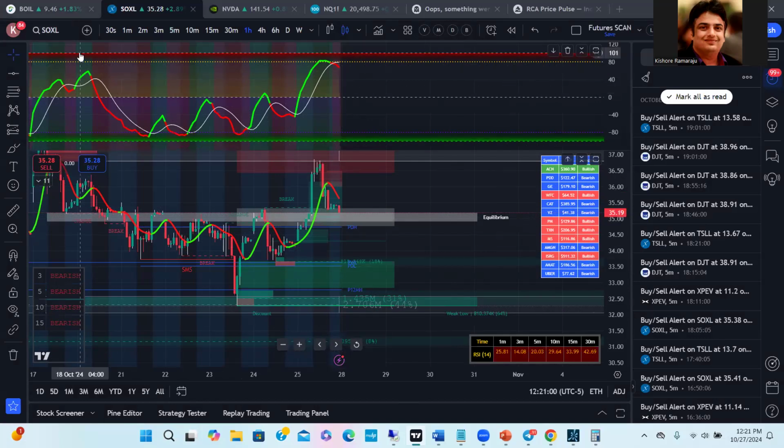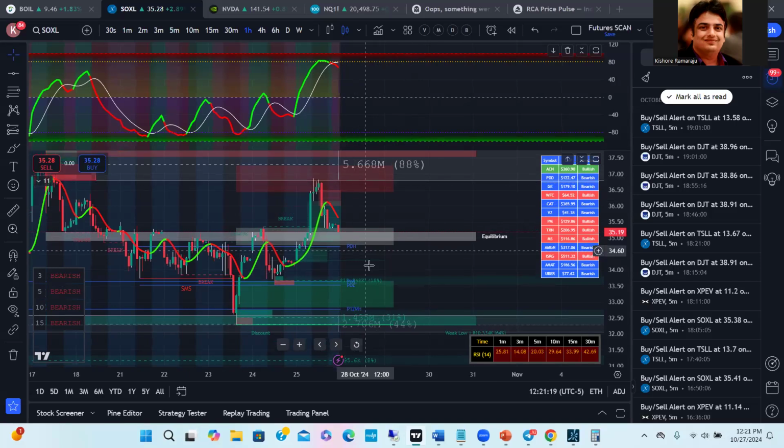So SOXL is the ETF for all the semiconductor stocks. So you will see SOXL coming to 33.5 before again it may, right? Or it may drop further to 32.5 and then bounce back. So if you do a bear call spread, you'll make nice profits, right?